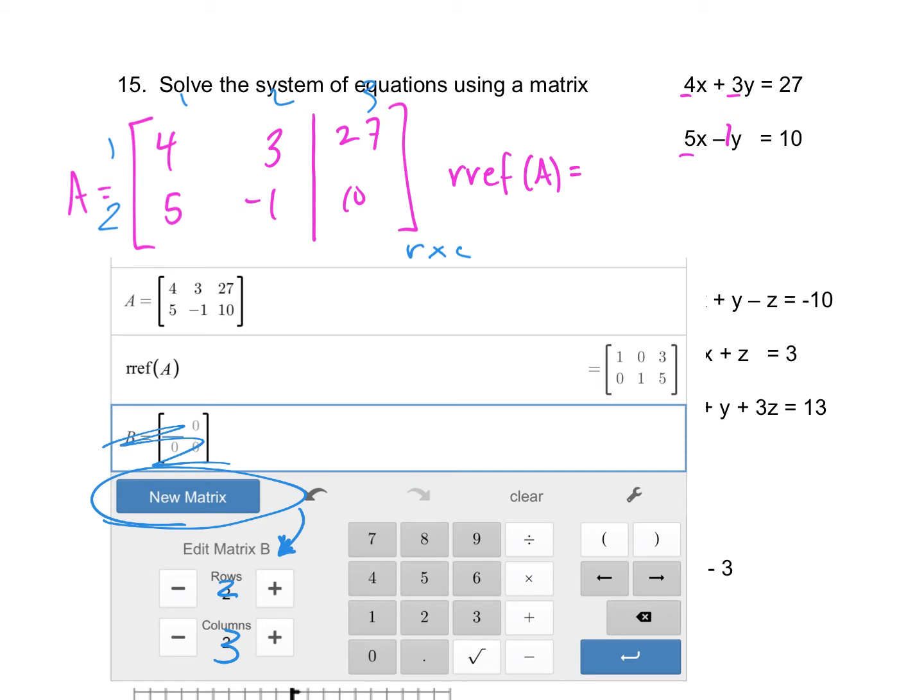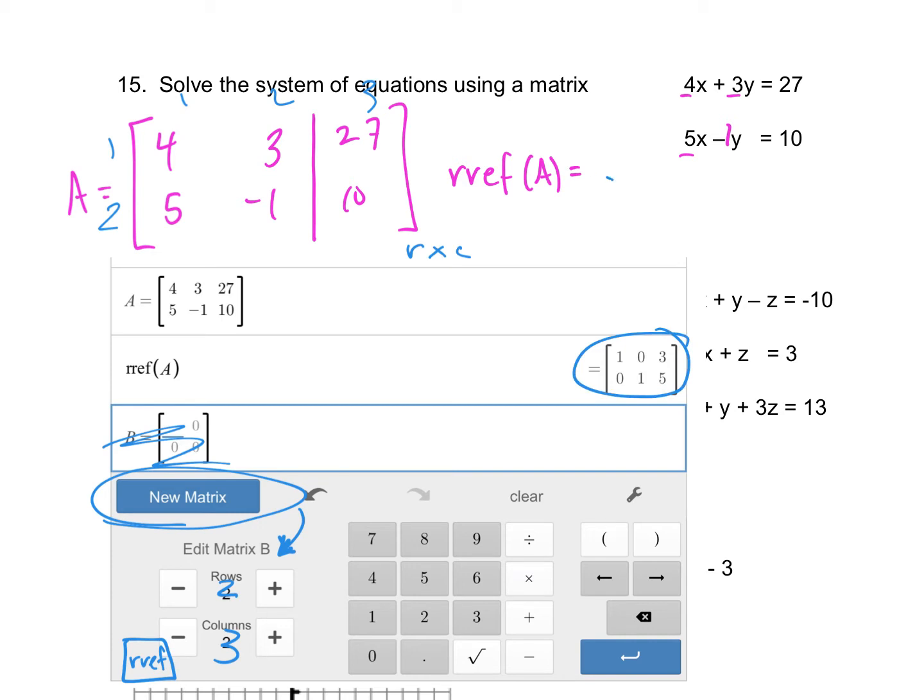Then, once I entered the matrix, you can see I've matched 4, 5, 3, -1, 27, and 10. Also notice that there are no lines. There's no line right down the middle, like there is here when we write them in. Then I've used the reduced row echelon form, RREF, which is a little button right down here. I'll show you on my next screenshot on the next question. Once I do that, it gives me this matrix.